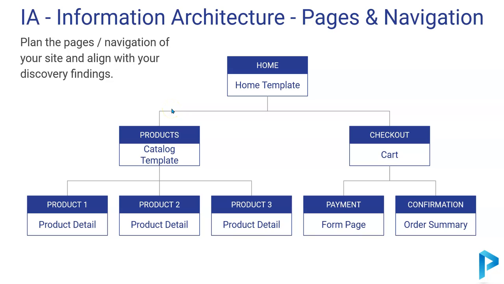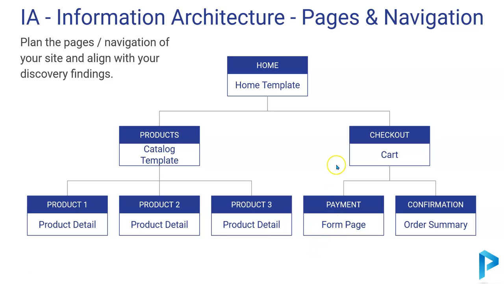Then if, let's say, I'm selling multiple products, I'll probably have a design for how those lay out, so I have access to the catalog. All my products should have a consistent layout. So now we're at 3 templates.